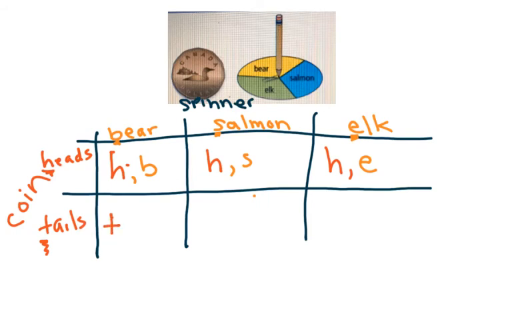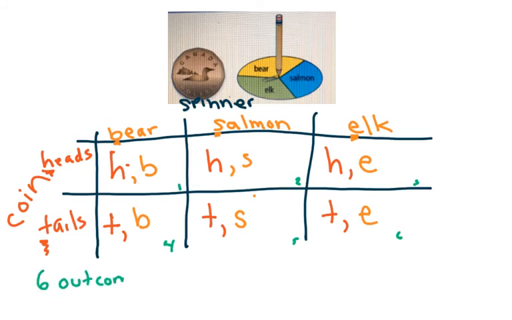A T for tails, and a B for bear. A T for tails, and an S for salmon. A T for tails, and an E for elk. Now, that gives us six possible items in our sample space. We have 1, 2, 3, 4, 5, 6. So we have 6 outcomes that could happen.